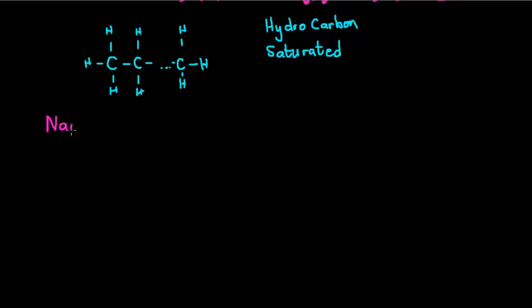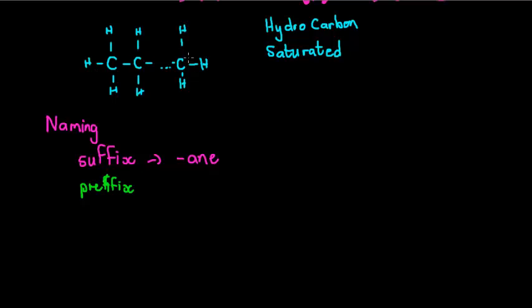Okay, naming. The first thing is that alkanes will always have a suffix. It will end on the suffix "ane", and the prefix. So what comes before this? The prefix depends on the number of carbons in the longest chain.